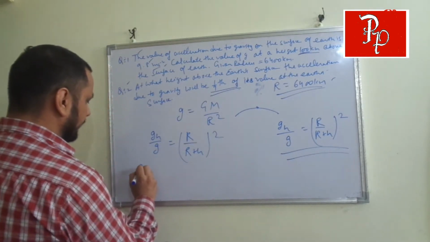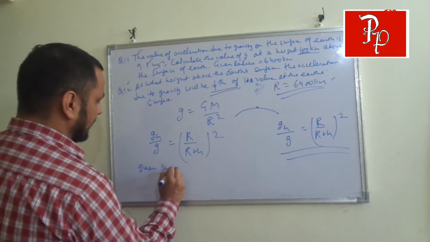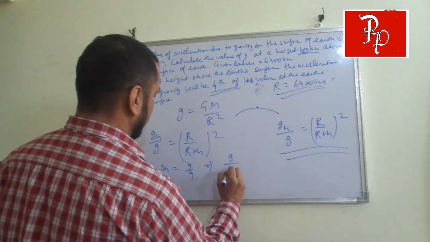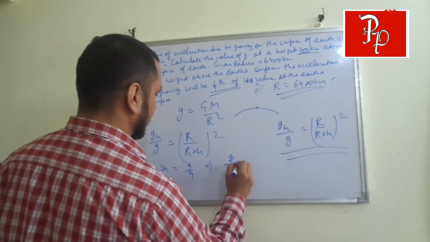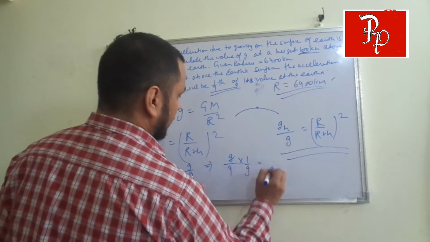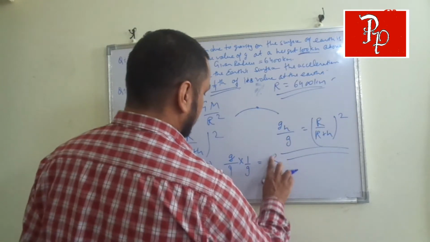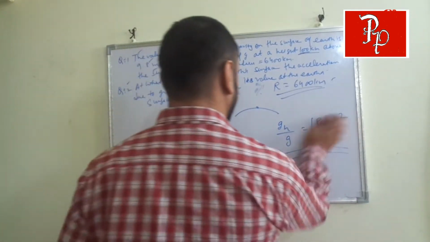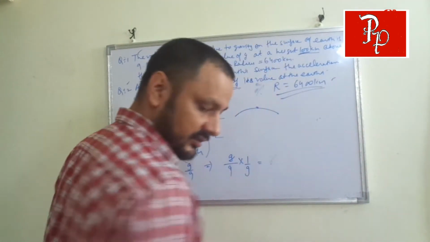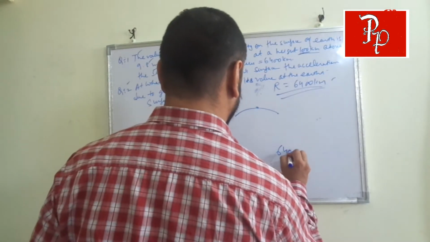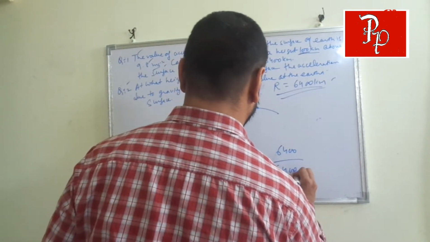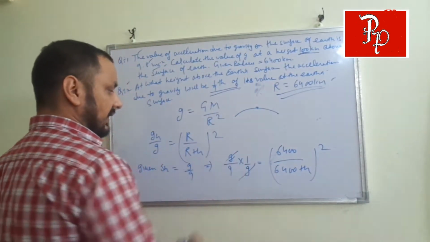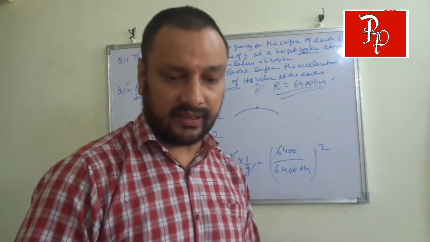Now given gh is equal to g/9. Implies g/9, in place of gh you will write g/9 into 1 upon g equal to R. In place of R we will write 6400 kilometers, that is 6400 upon 6400 plus h whole square. g gets cancelled.